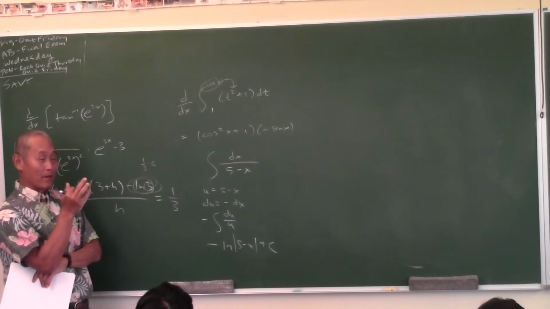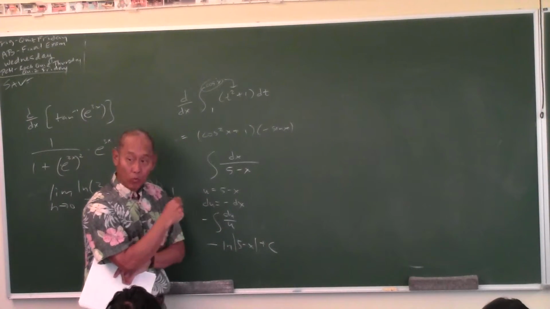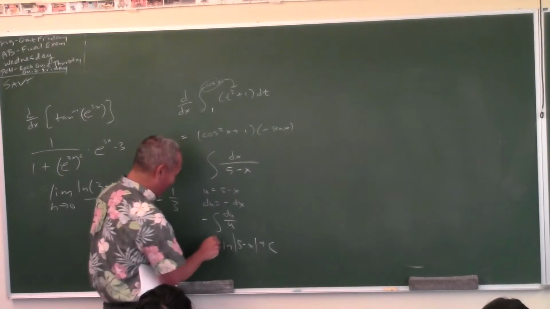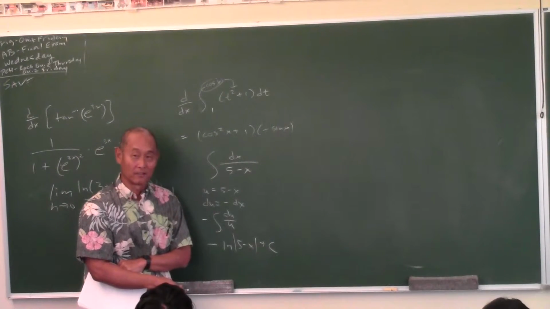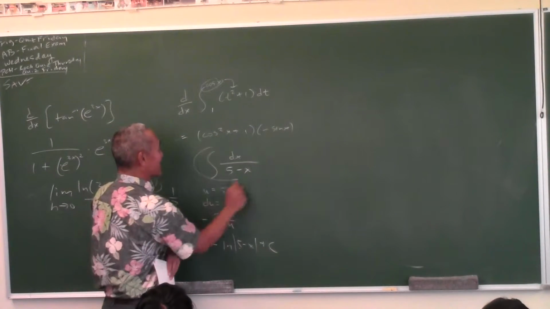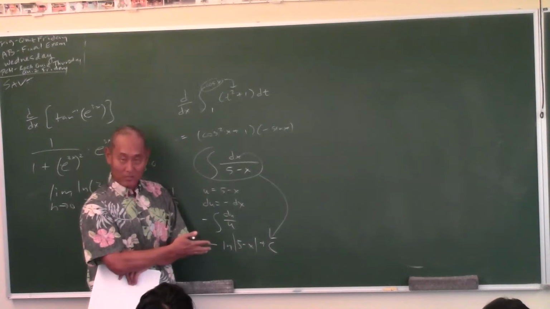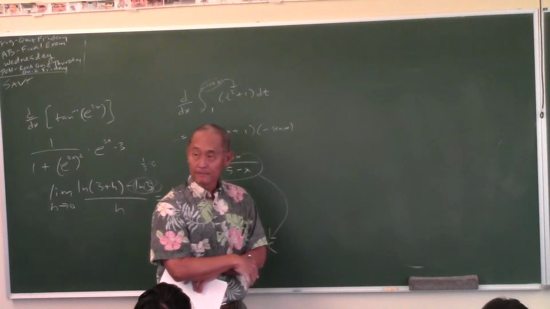Okay, there are so many places you can go wrong here. You don't put the absolute value, wrong. You don't put the plus c, wrong. You don't put that minus sign, wrong. I was hoping you could just look at it and go straight to the answer, but that's okay. Just make sure you got the right answer.